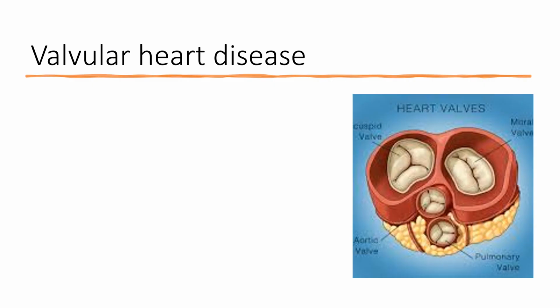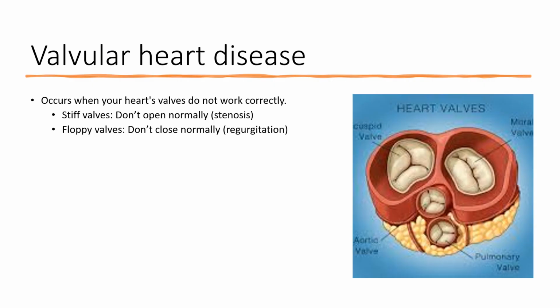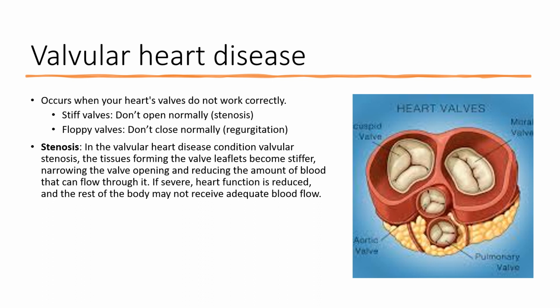Excellent. So valvular heart disease occurs when your heart valves do not work correctly. The valve becomes really stiff, so it doesn't open normally. We call that stenosis. Or it can be really floppy and doesn't close normally. That can result in something called regurgitation. So stenosis is what we commonly see. Basically, the tissues that form the valve leaflets become really stiff, and this narrows the valve opening. So it reduces the amount of blood that can flow through it. And if it's severe, the heart function becomes reduced, and the rest of the body may not receive adequate blood flow and oxygen.